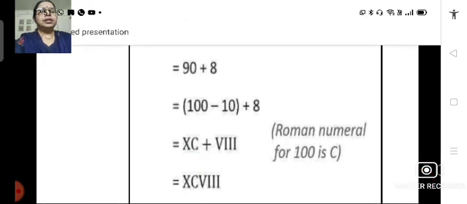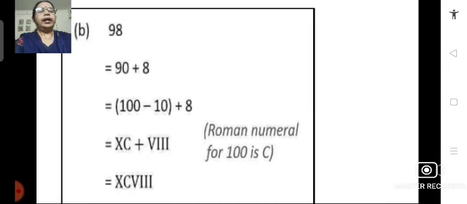Children, with this we come to the end of chapter 1, Knowing Our Numbers. Thank you.